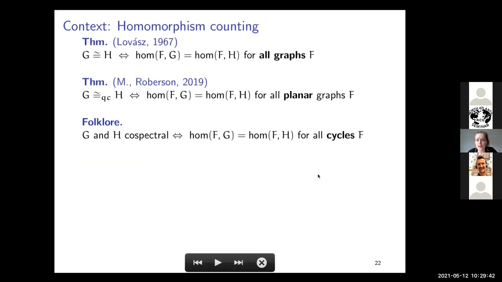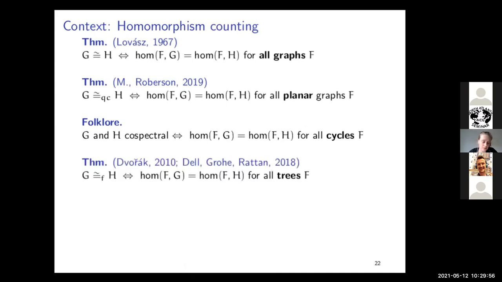So for instance, if you were counting homomorphisms from cycles, then you would get co-spectrality. These homomorphism counts being equal is equivalent to the two adjacency matrices being co-spectral. And sorry, what does co-spectral mean? They have the same eigenvalues, including multiplicities. But G and H are graphs, so what do you mean by eigenvalues? Of the adjacency matrix. Adjacency matrix, okay.